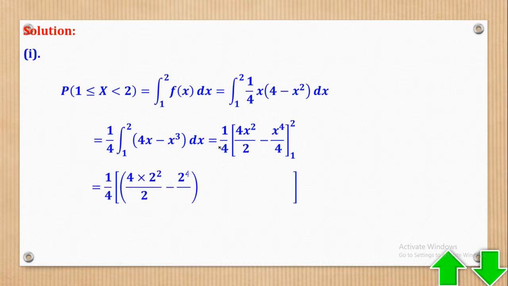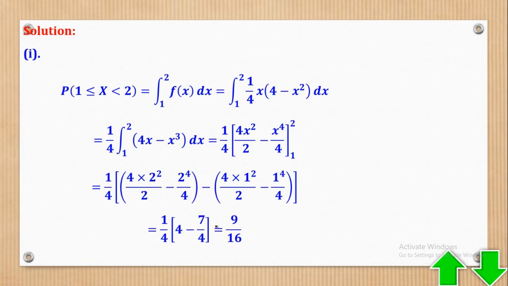Now next is to substitute the limits. So we begin with the upper limit. Where there is x, put there the upper limit, which is 2, to come up with this bracket. Then next is the lower limit. Where there is x, we put there the lower limit, which is 1, to come up with this bracket.